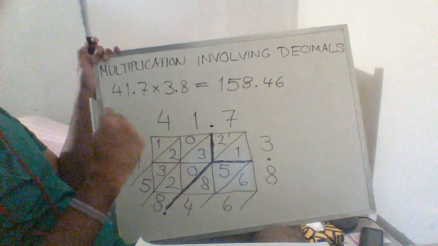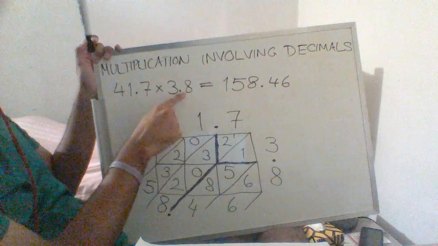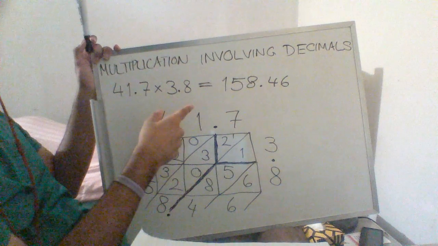But you can also check that if we did this with long multiplication, there's one digit after the decimal here, one digit after the decimal here. So in total, we have 2 digits after the decimal point.